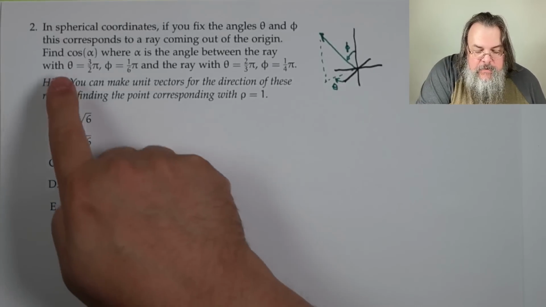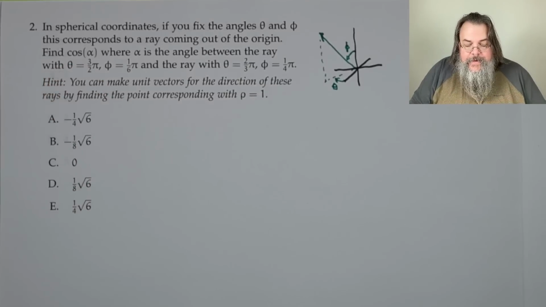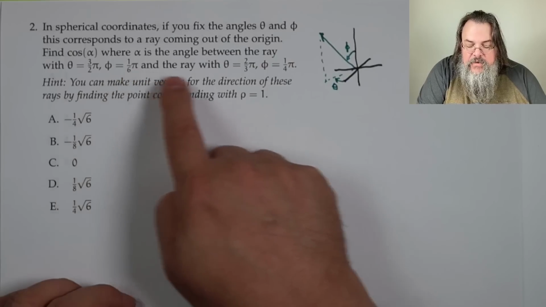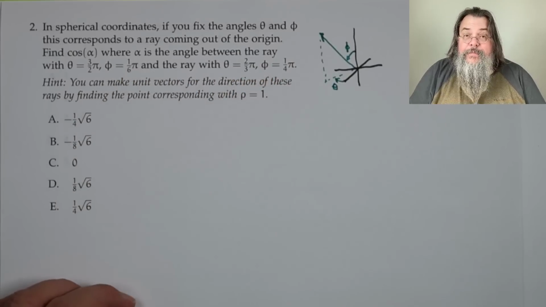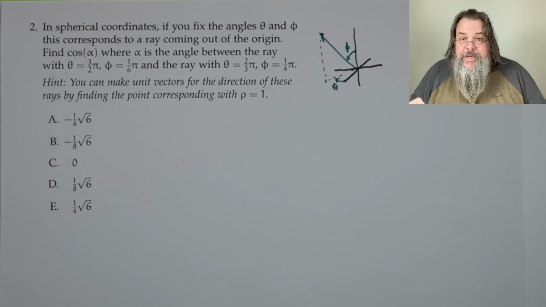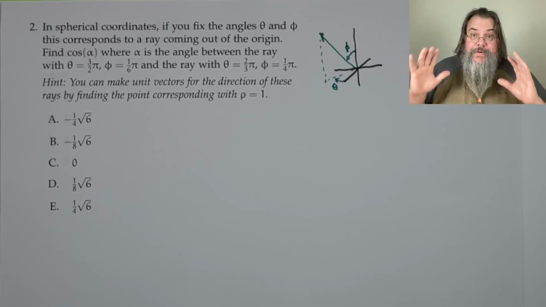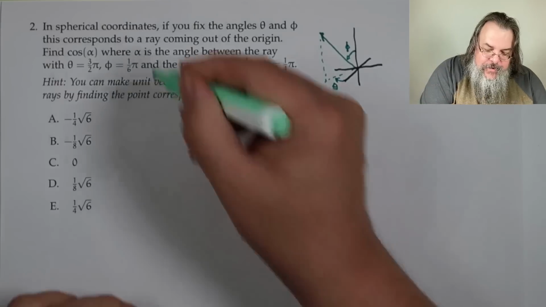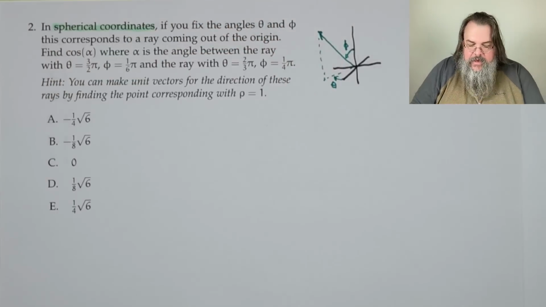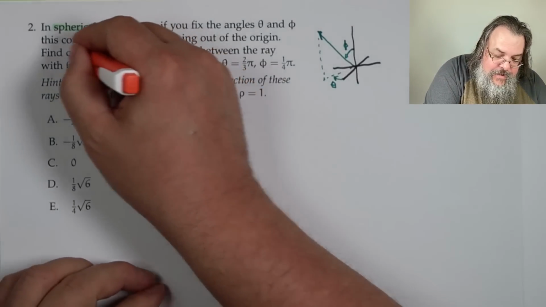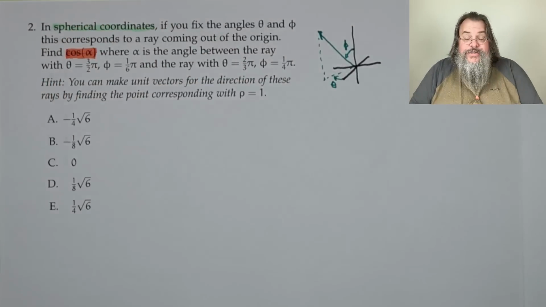All right, now, find cosine alpha, where alpha is the angle between the ray with theta equals 3 pi halves, phi equals pi over 6, and the ray with theta equals 2 pi thirds, and phi equals pi over 4. Okay, now before we read the hint, there's already a hint. There's a big hint here. And it comes not in the words spherical coordinates, although, of course, that's going to be important, so we're going to mark that. But the really big hint here is it says cosine alpha. So that's a monster-sized hint.